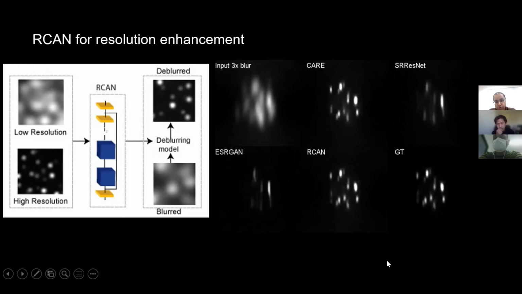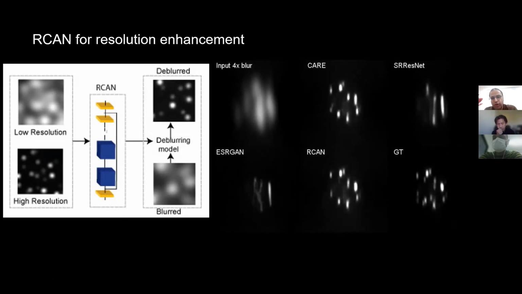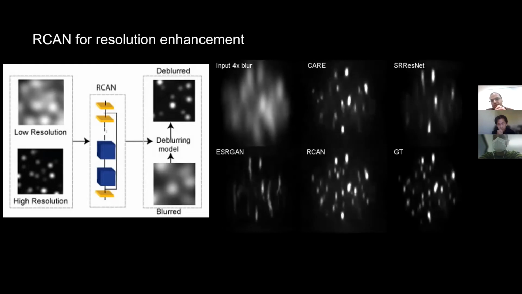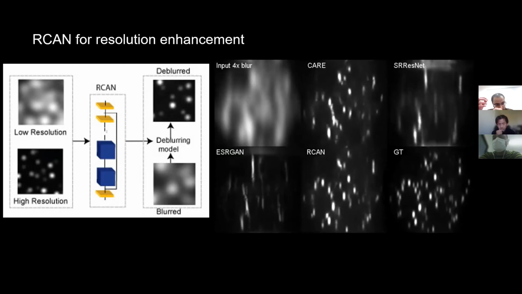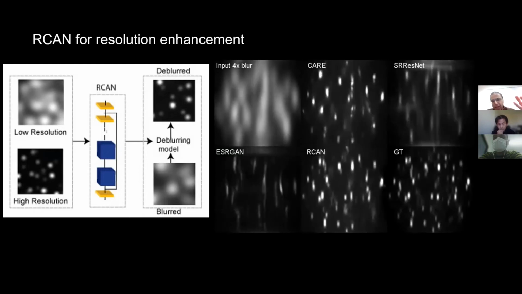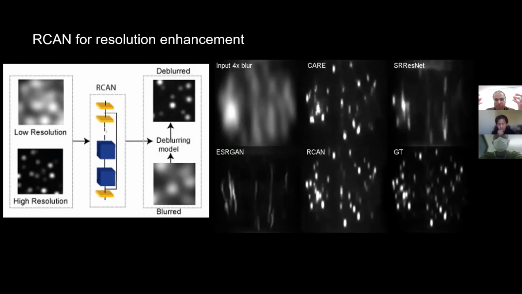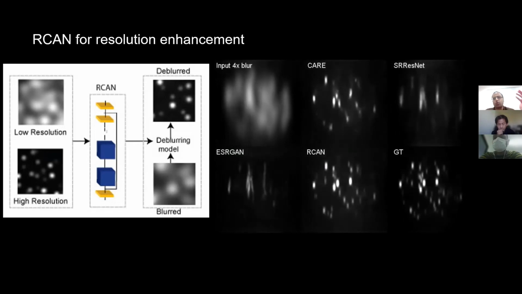And if you turn up the blur even more, so now you're blurring with a kernel 4-fold larger than the point spread function, now all of the networks show significant deviation. So in some sense, with these toy simulations, we can bracket where the network works and where it doesn't work.